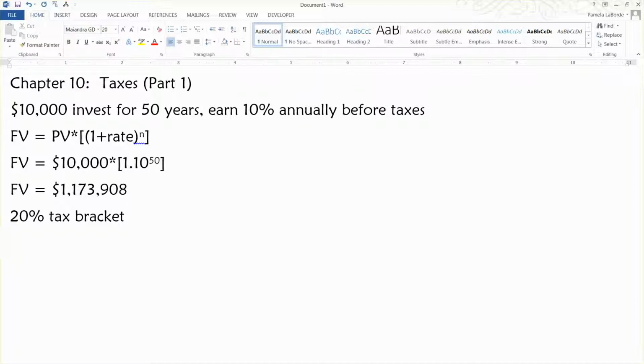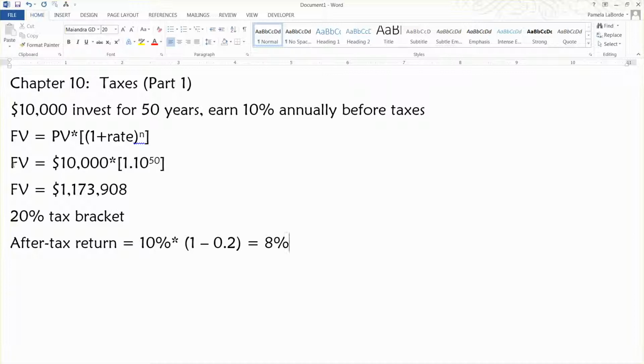If they have to pay the 20% from that 10% return that they earn every year, then their after-tax return is going to be the 10% before-tax return times 1 minus the 20% tax rate. So what this is getting at is they're only netting 80% of the money that they earn, because 20% of it has to be paid to the IRS. If I take 80% times 10%, I get 8%. So that's their after-tax return.